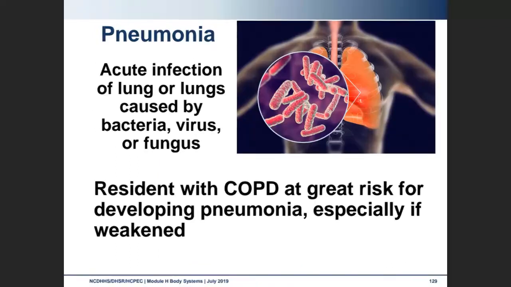Pneumonia is another common respiratory issue. This is an acute infection of the lungs that may be caused by a bacteria, virus, or fungus. A lot of times when people have pneumonia, they're going to have chills, cough, high fevers. They're going to have that green or yellow sputum or phlegm, chest pains, or a rapid pulse. Again, going back to those patients with COPD as well, they are at a very great risk for developing pneumonia, especially if they're weakened for some reason. The recovery is longer for both older adults and for patients with COPD.